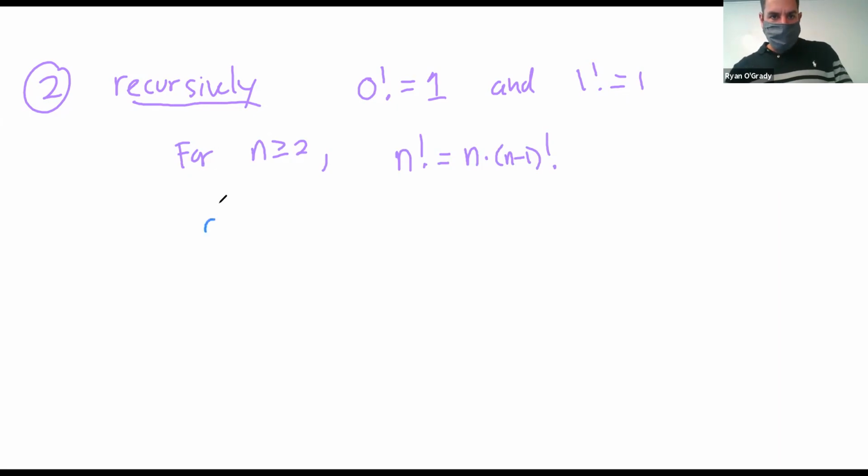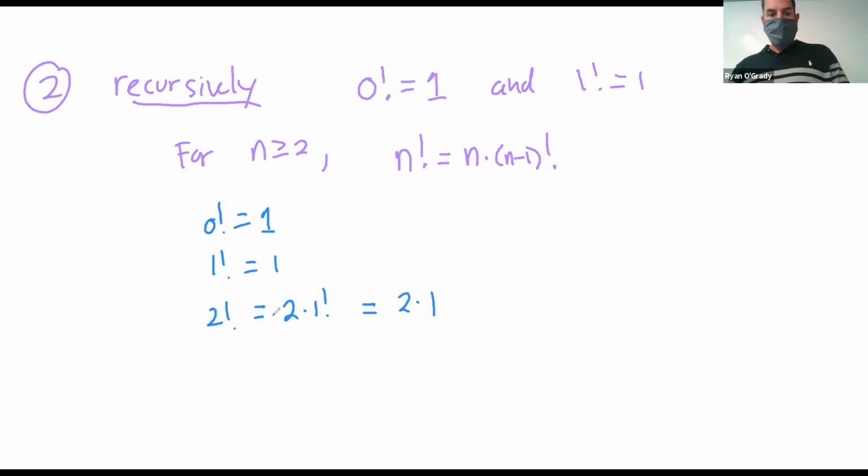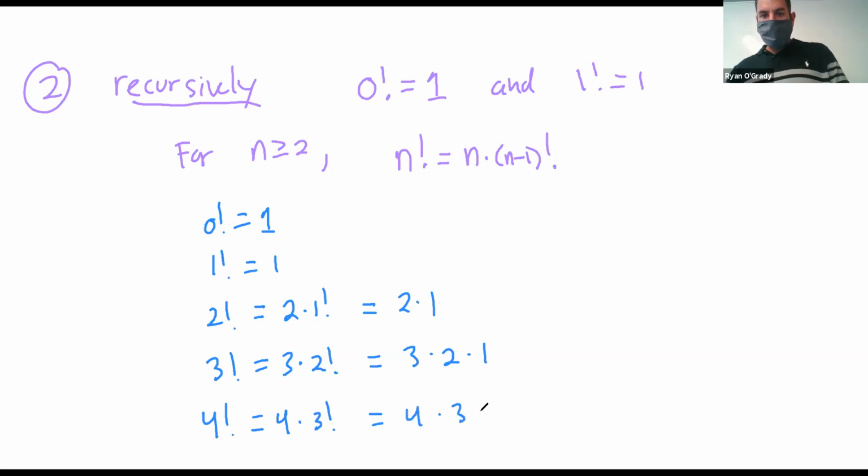So we know that 0 factorial is 1. We know that 1 factorial is 1. 2 factorial, by definition, is 2 times 1 factorial, which becomes 2 times 1. What is 3 factorial? Well, this is 3 times the previous number factorial, which is 3 times 2 times 1. And then 4 factorial is 4 times 3 factorial, which is 4 times 3 times 2 times 1. So it turns out to be the same exact number. It's just 2 different ways of computing it.